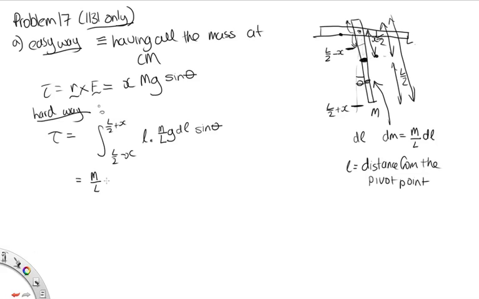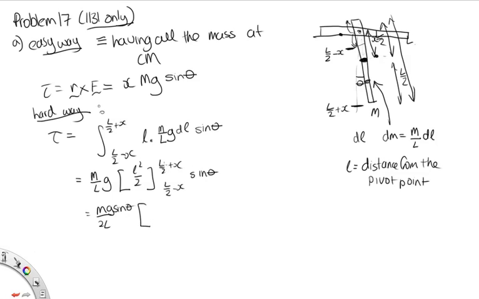We've got M on L G, and now when we do the integral it's L dl, so that's L squared on 2 from L on 2 plus X to L on 2 minus X, and then we've got our sine theta, which could go out the front here. Okay, so let's write this as M over 2L G sine theta.